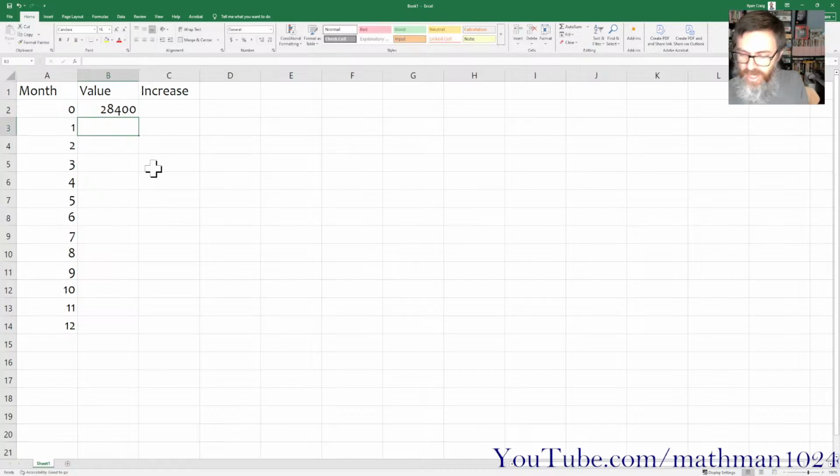And then what we're going to see here is we're going to have this equal to the previous cell times 1 plus 0.052 divided by 12. Nope, hold on. No, yeah, that's right. And this is going to equal this minus that.